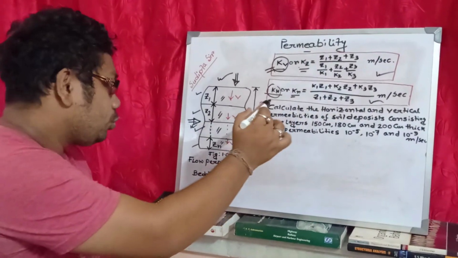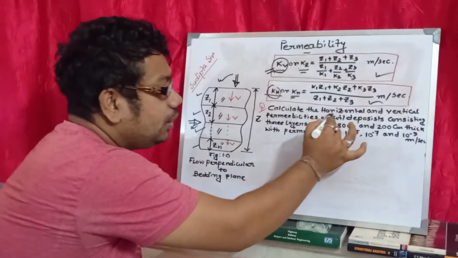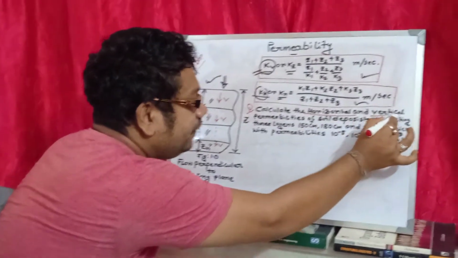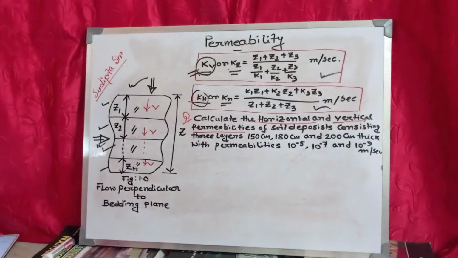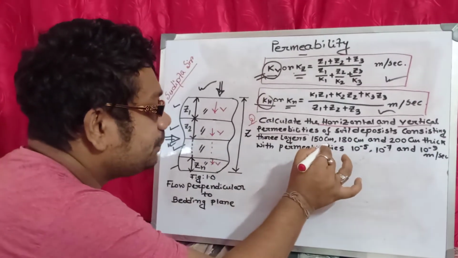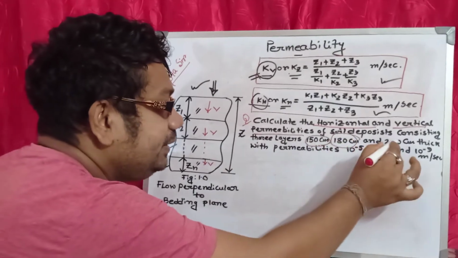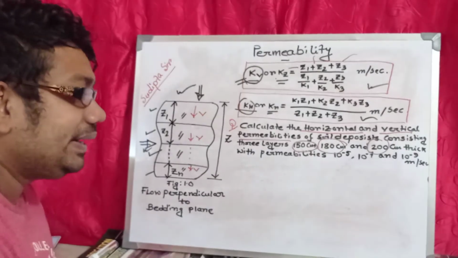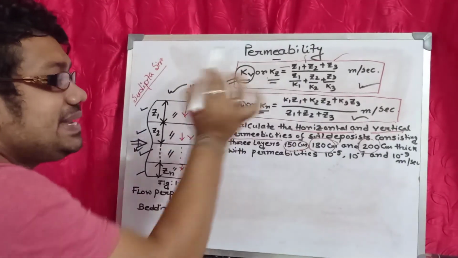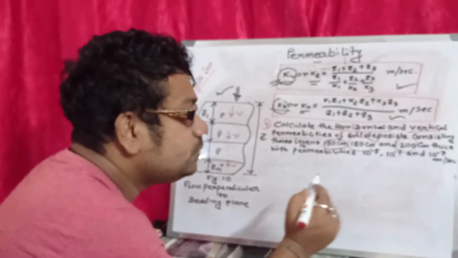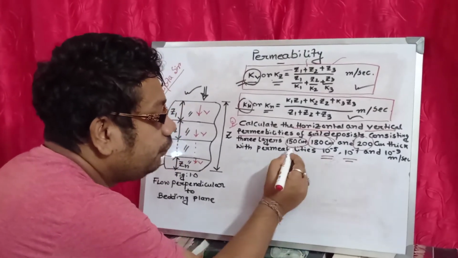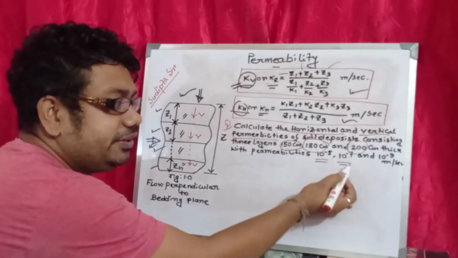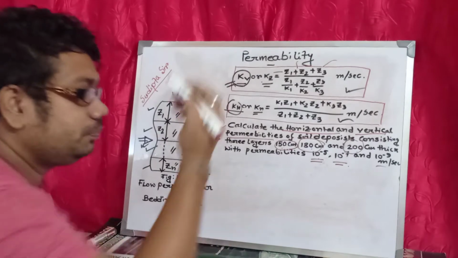In the question you are asked to calculate the horizontal and vertical permeabilities. And what are the given parameters? You can see the thicknesses of three layers are given: 150, 180, 200. That means Z1, Z2 and Z3 are given. And K is the permeability, which is also given. For the 150 centimeter thick layer, permeability is 10 to the power minus 5. For 180, 10 to the power minus 7. For 200, 10 to the power minus 9.